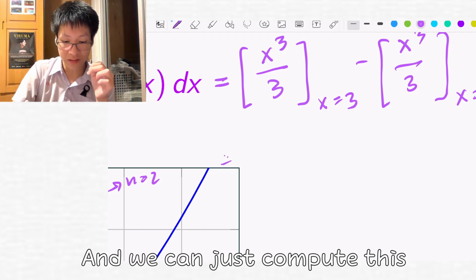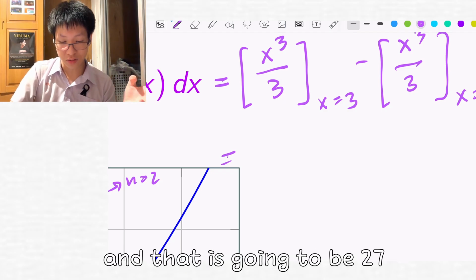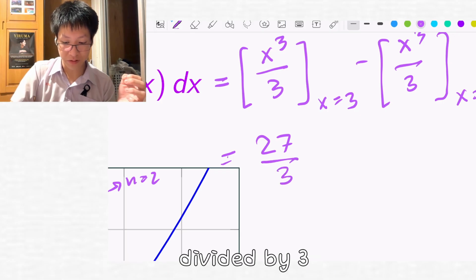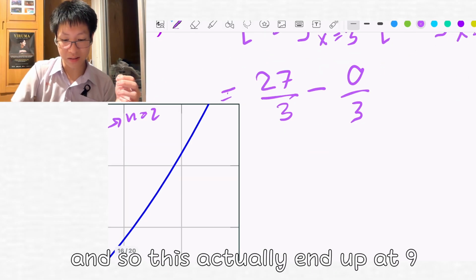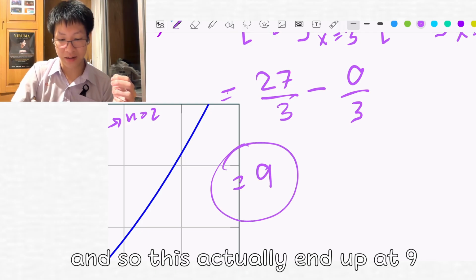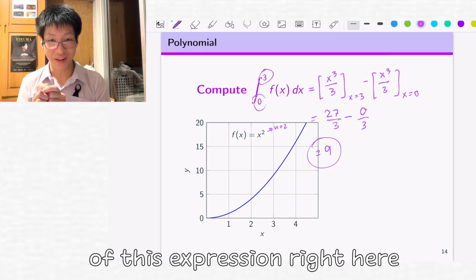And we can just compute this. X cubed is going to be x times x times x, and that's going to be 27 divided by 3, and then minus, this is 0, right, divided by 3. And so this actually ends up at 9. And that is the value of the definite integral of this expression right here.